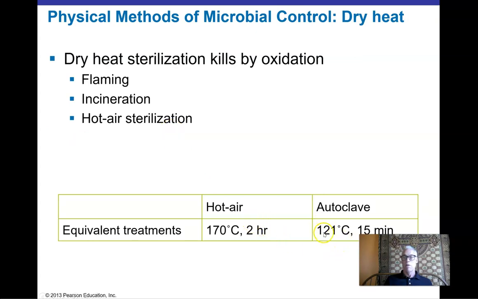At 121 degrees Celsius, you can sterilize a solution, for example, in 15 minutes. Even up to 170 degrees of dry air, 2 hours would be required to sterilize something under those conditions. So moist heat is much more effective than dry heat for sterilization.